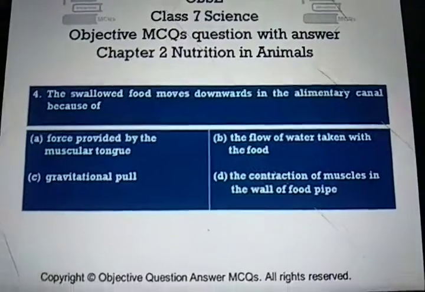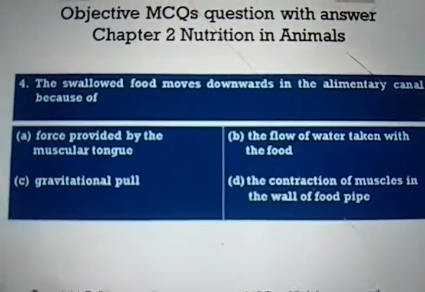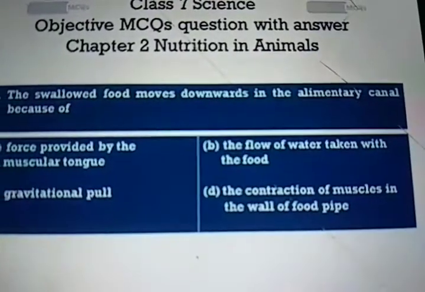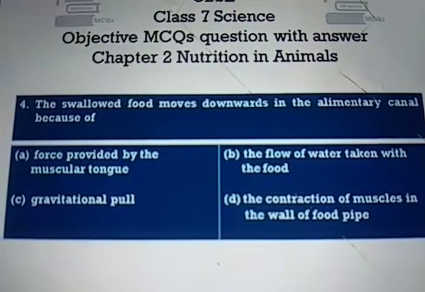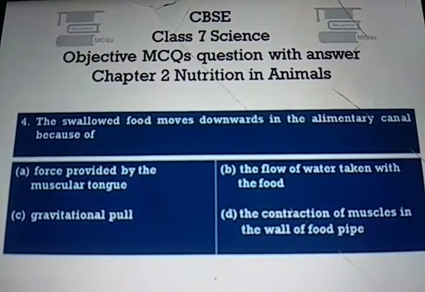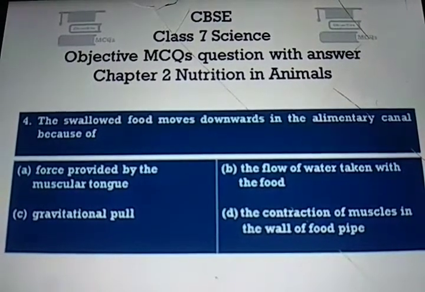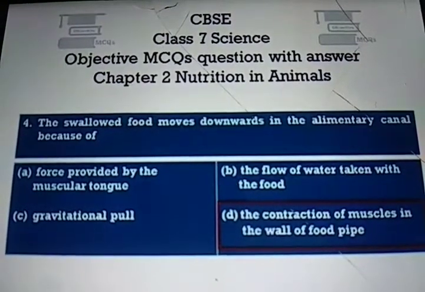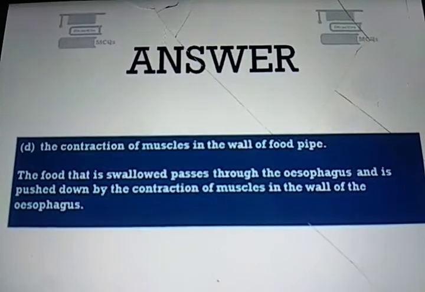Question number 4. The swallowed food moves down in the alimentary canal because of, and your options are option A, force provided by the muscular tongue; option B, the flow of water taken with the food; option C, gravitational pull; and option D, the contraction of muscles in the wall of food pipe. And the right answer is option number D, the contraction of muscles in the wall of food pipe.